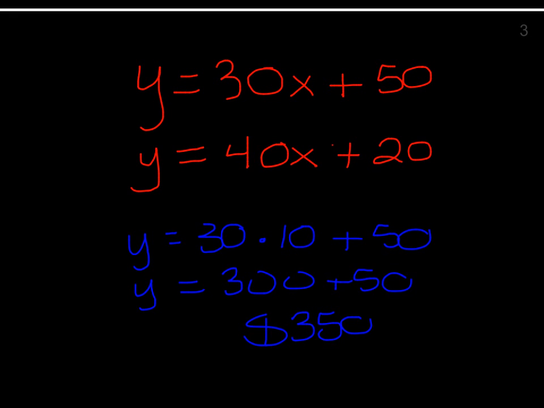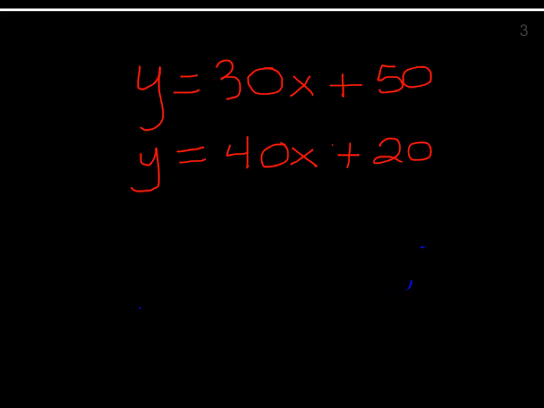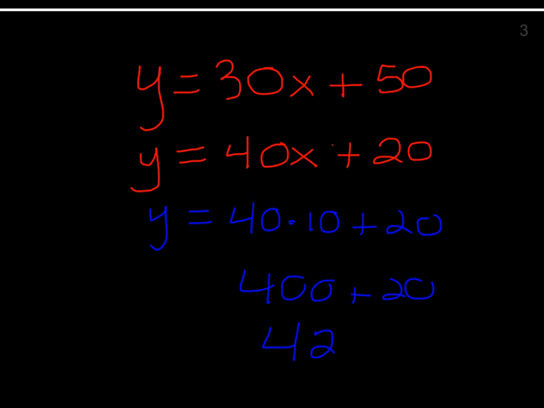Looking at the orchestra tickets, if they're $40 a piece, then that means if we're going to do 10 of them, we're going to say 40 times 10 plus 20, so we'd have 400 plus $20, so it'd be $420 for 10 tickets. Okay, so there's that.